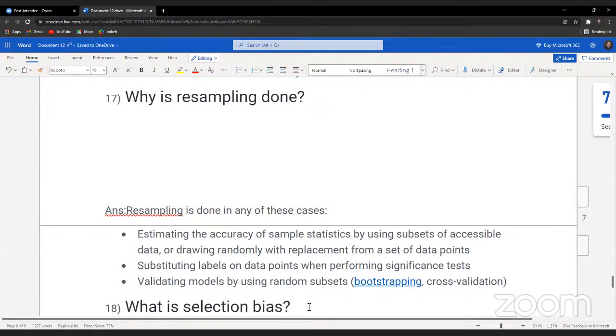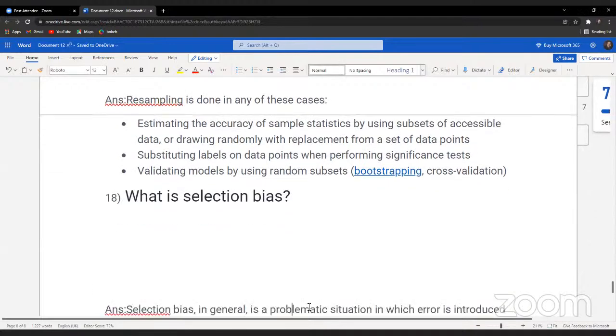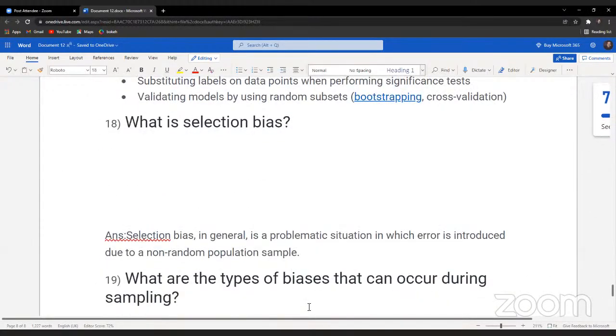What is selection bias? Selection bias in general is a problematic situation in which error is introduced due to a non-random population sample. This is what selection bias is. It is basically an error which is introduced due to the non-random population sample.